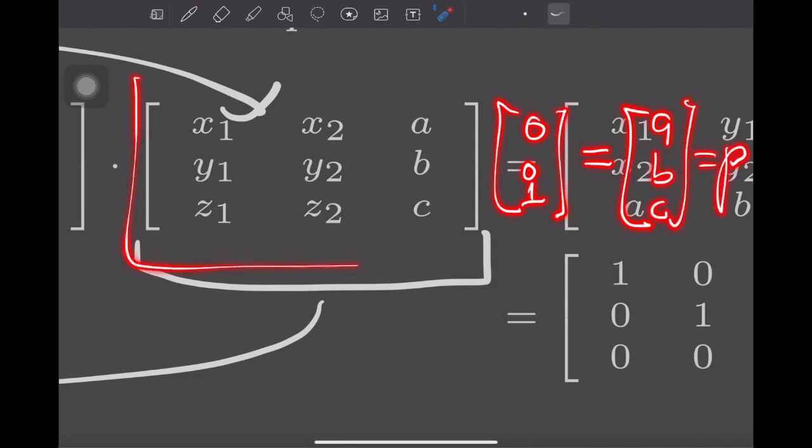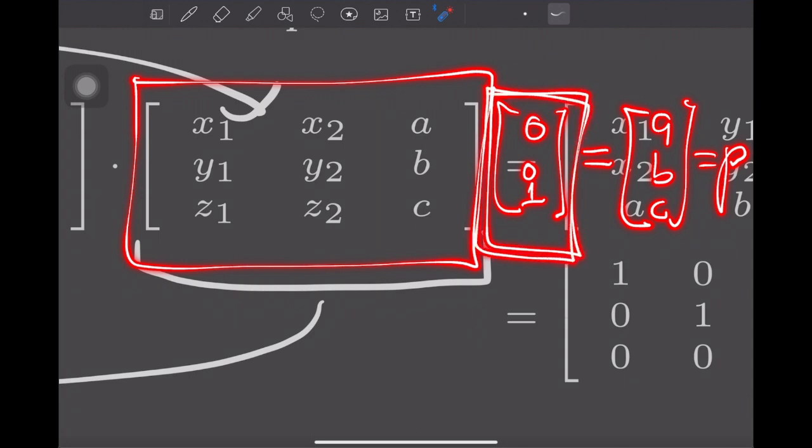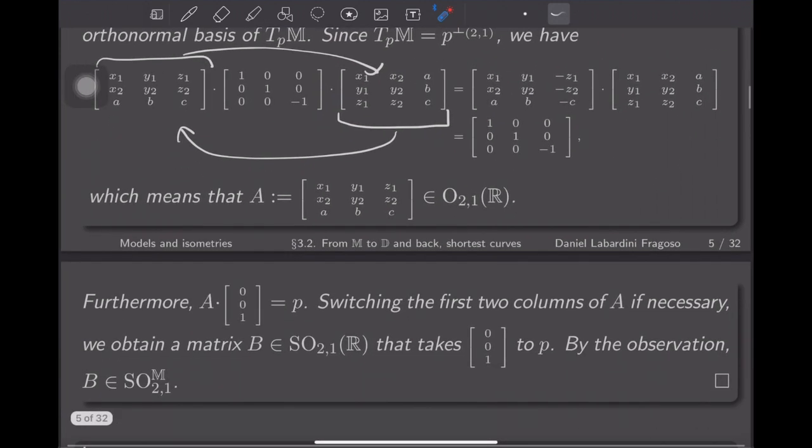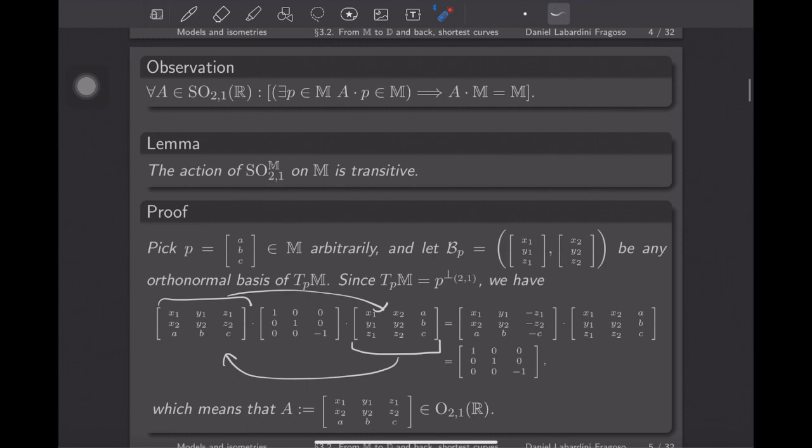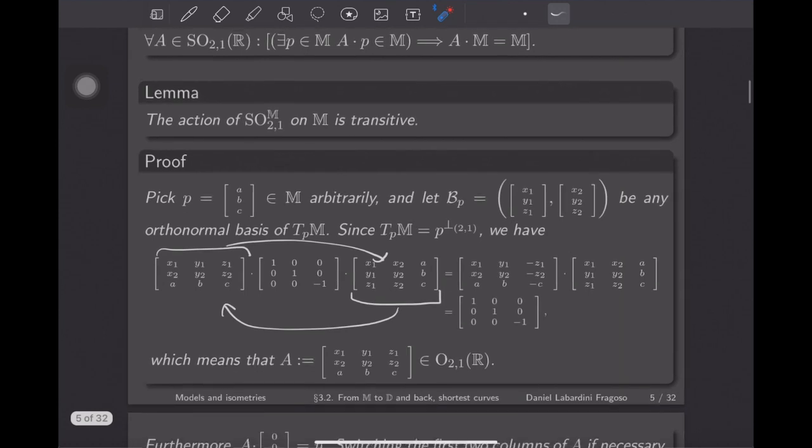So this matrix preserves Minkowski's form and sends this point of the upper sheet of the hyperboloid to the point that I had taken already. So the matrix actually preserves the whole thing by this observation, right? I mean, it already takes one point. Well, this would be 0, 0, 1, and this would be actually p, right? So it preserves it. Okay, so I'm good.